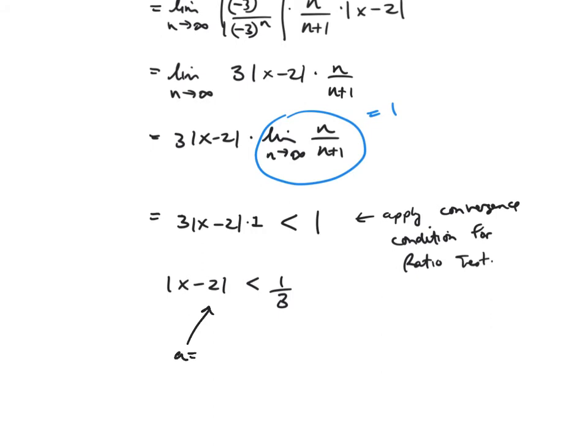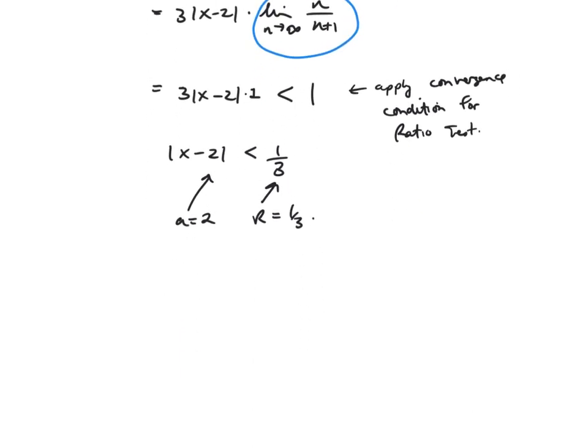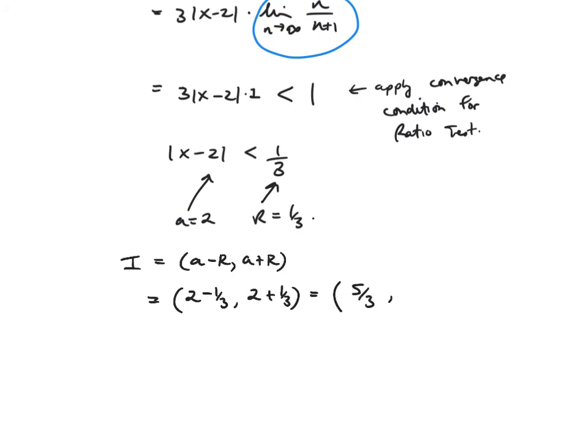There is my a value, a is 2, there is my r is 1/3. So using that, I can formulate my interval now, I as a minus r, a plus r, and I'm using round brackets at this point because I don't know whether the endpoints are included or not. That's 2 minus 1/3 and 2 plus 1/3, or I guess that's, what's that, 6 over 3 minus 1 is 5 over 3, and then if I add a third on, I would get 7 over 3.